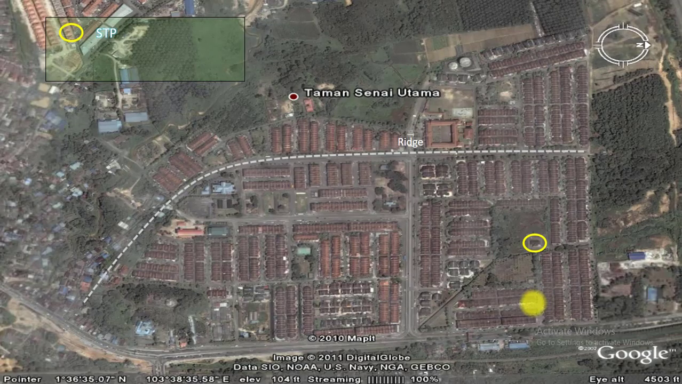Now let's have a look at this real map. I'm going to explain the idea or the concept of sewer system distribution, sewer system locations, and also the location of the pumping station. Now this is a real map. Here is the main road, and this is the STP, the sewage treatment plant. We're going to see what the directions of the sewers are that will serve this residential area.